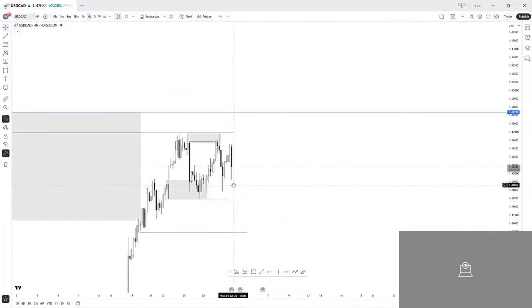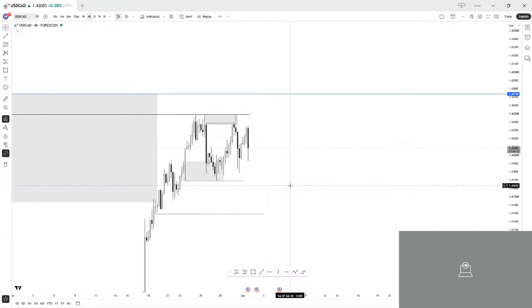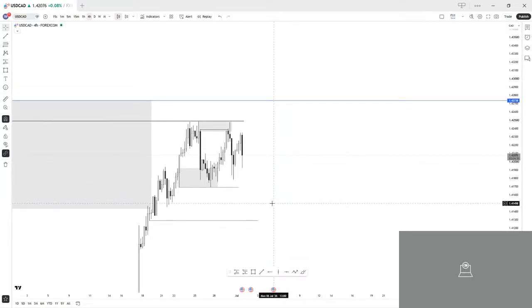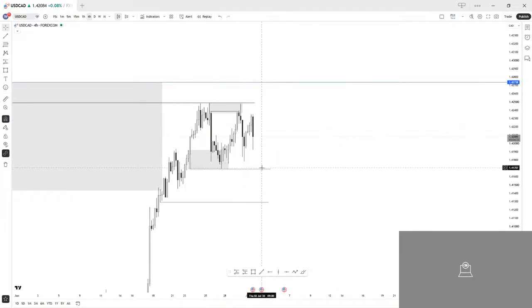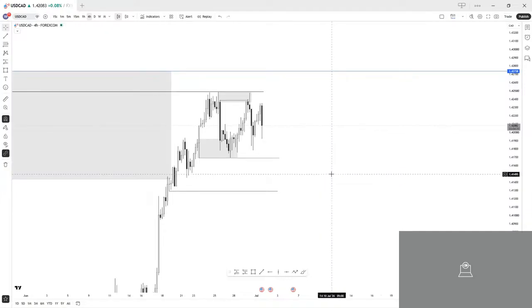I don't know where price wants to head to. Is it coming for these lows? And I believe if price comes for this low on USD card, this low is also likely to go.